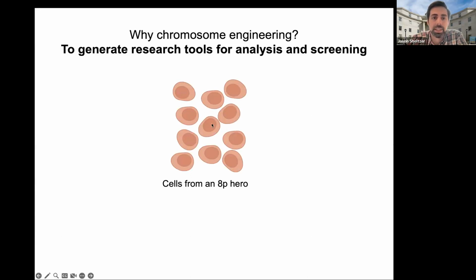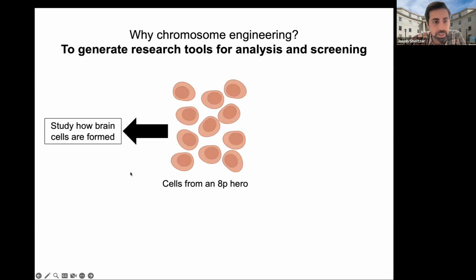These are, let's say, stem cells in which one copy of chromosome 8P has a rearrangement, like a deletion or an inversion duplication. We can then take these cells, culture them in a petri dish, and differentiate them from stem cells into brain cells or neurons, and we could study how brain cells are formed in cells from an 8P hero.